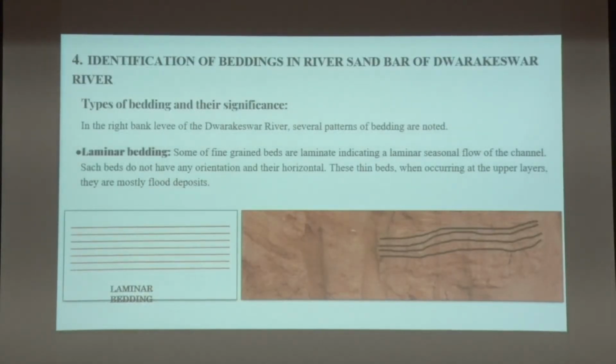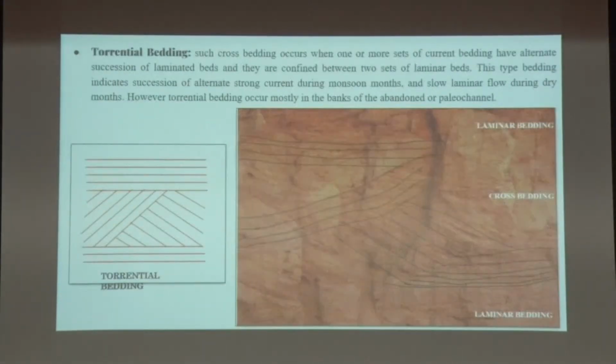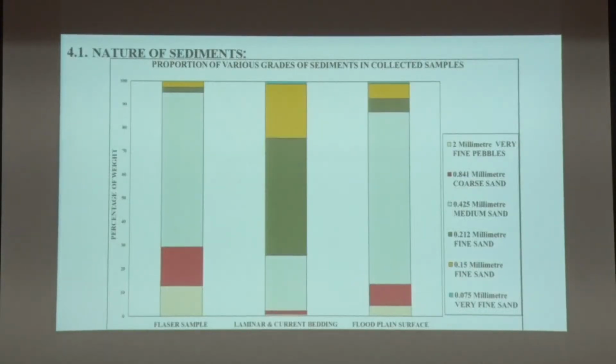Now we have identified 5 types of bedding. One is laminar bedding, then current bedding, cross bedding, torrential bedding, and flasher bedding. We have also collected sediment samples from these beddings, and we have analyzed these bedding samples and shown the results with diagrams. From the flasher sample, we can say medium sand is most dominating. From laminar and current bedding, we can see fine sand is most dominating, and from the floodplain surface, medium sand and fine sand are both dominating.